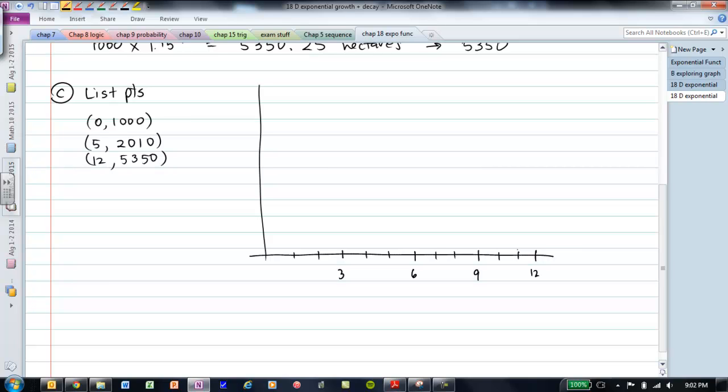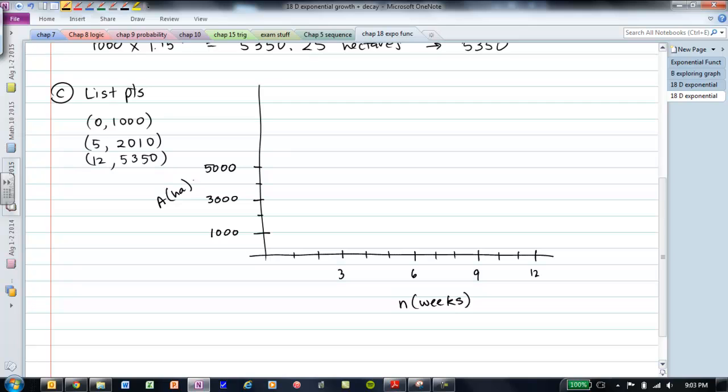Then for my y-axis, I'm going to go ahead and count by thousands in this case. So this will be 1,000, 2,000, 3,000, 4,000, 5,000. And I'm going to label the axes with their variables. So this is n, and it's measured in weeks. And the y-axis is the area, and it's measured in hectares.